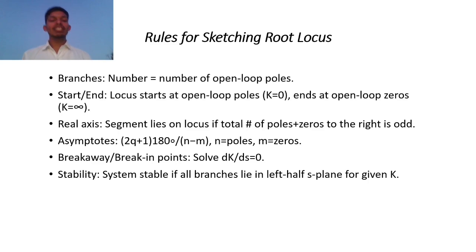A real axis segment lies on the locus if the total number of poles plus zeros to the right is odd. Asymptotes: (2q plus 1) into 180 upon n minus m, where n is the number of poles and m is the number of zeros. Breakaway point: solve dK/ds equal to 0. Stability: the system is stable if all branches lie in the left half s plane for a given K.